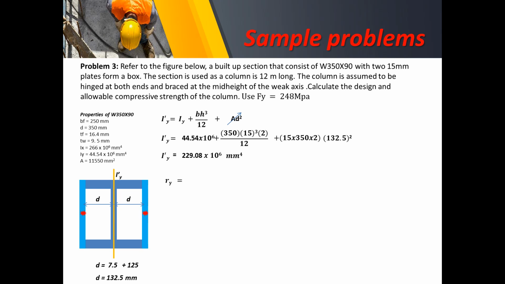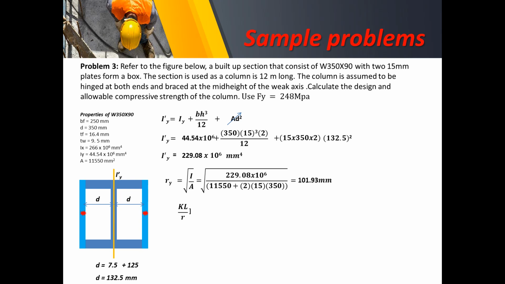Hence, our radius of gyration for y, we have square root of I all over A. Substituting the values, we have 101.93.